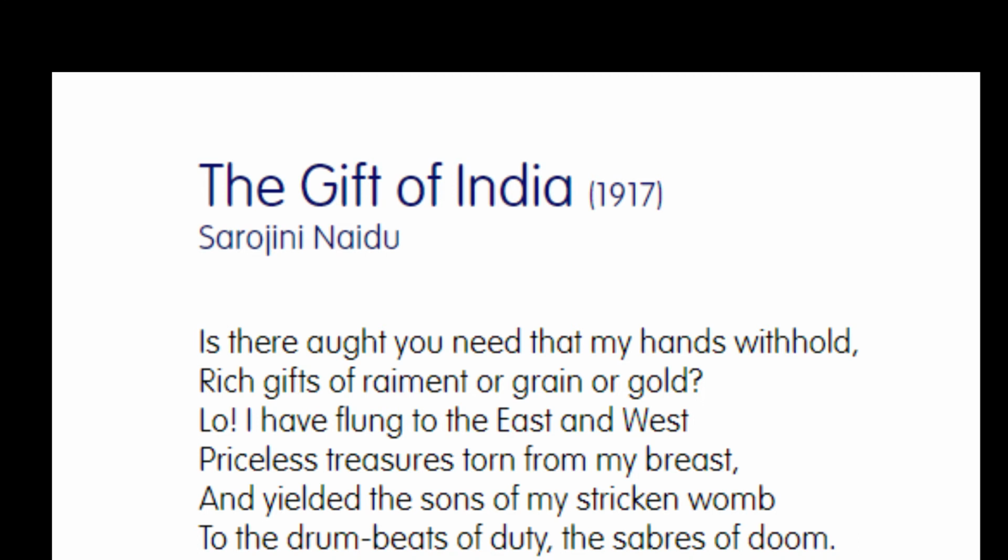This means that they were quite young. They were not given a choice. They were taken away forcibly to fight in the war to the countries far off. Moreover, she has sent her sons to the faraway alien lands to fight in the battle. The sabers of doom represent the nature of the war and the destruction that could happen in its wake.